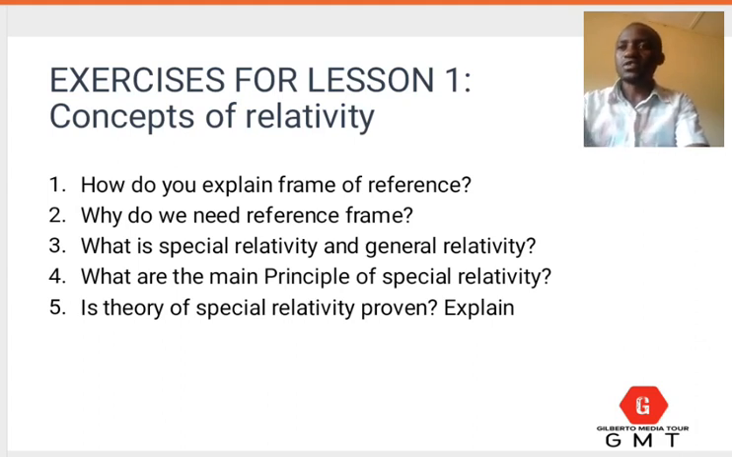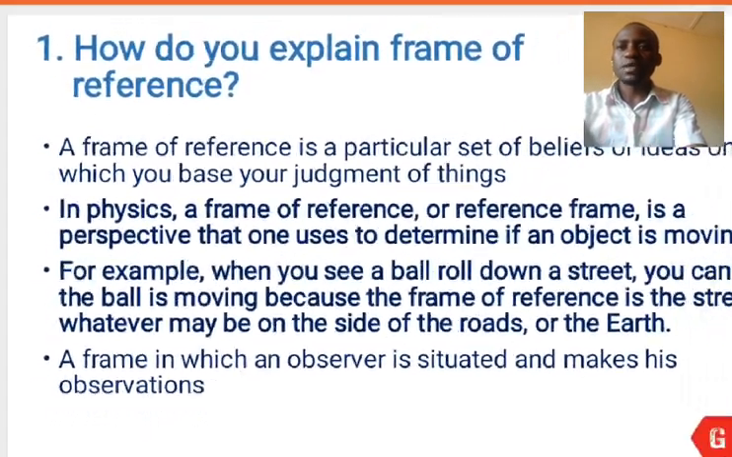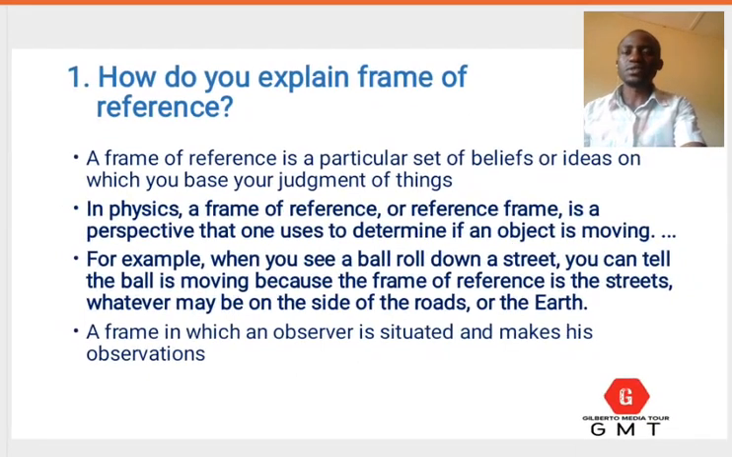You can explain. For the first question, how do you explain the frame of reference? A frame of reference can be explained in physics as the point you use to measure whether bodies are moving. If you want to know that the car is moving, you can take a frame of reference that helps you take those measurements. In physics, a reference frame is the perspective that you use to determine if an object is moving. You can define a reference frame as those measures or points someone can use to determine if a body is moving.